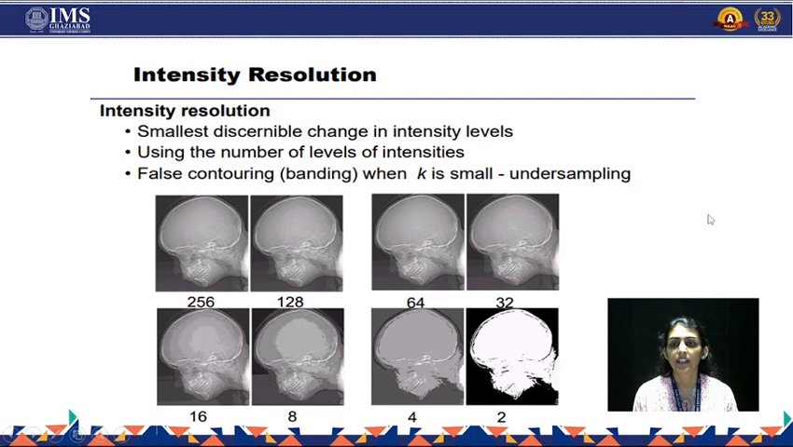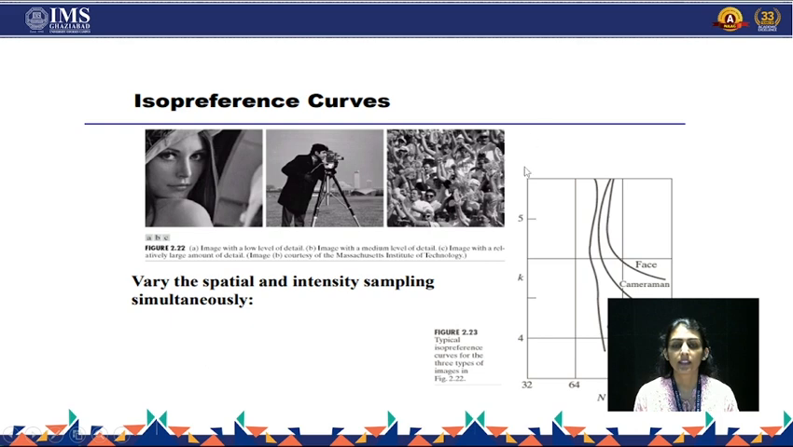Now, intensity resolution is the smallest discernible change in the intensity level, using the number of levels of intensities. Then there are certain types of curves known as isopreference curves, which vary the spatial and intensity sampling simultaneously. If the spatial and the intensity sampling are varying, then the curves which we get are called the isopreference curves.